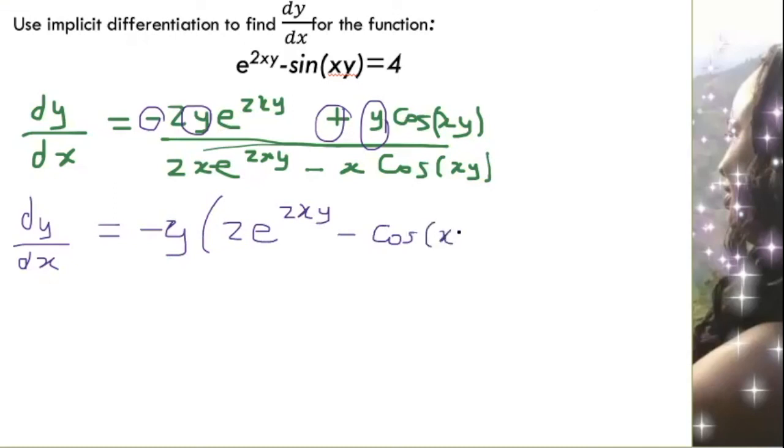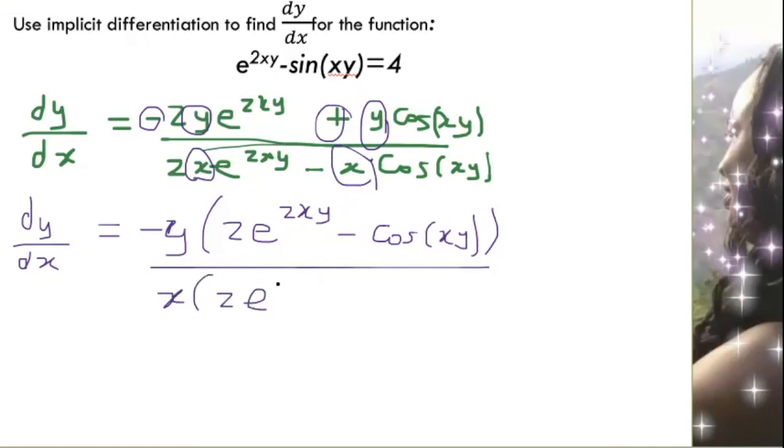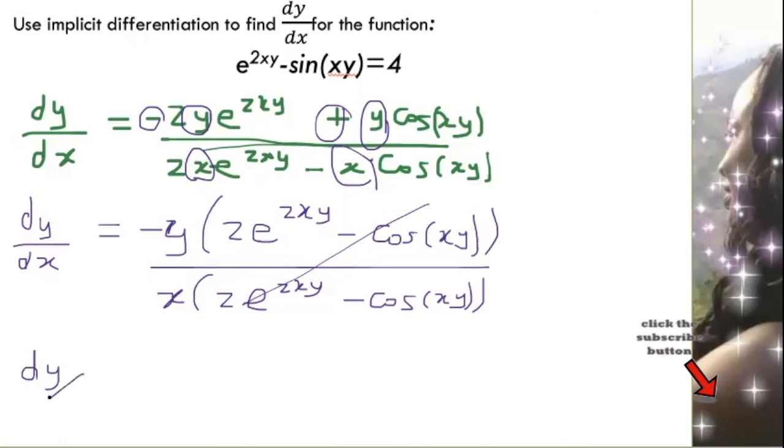So I will factor out the variable x in the denominator. So what is left when it's factored out? I'm left with 2e to the 2xy minus cos xy. Now you should be seeing that both brackets are the same, so now I can cancel them. So what do I have? I have dy over dx is equal to minus y over x. And that's it. That's the derivative.